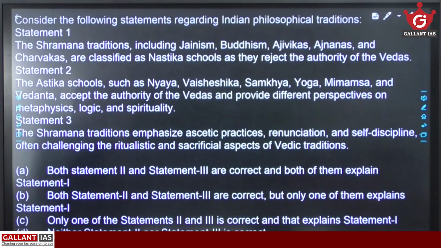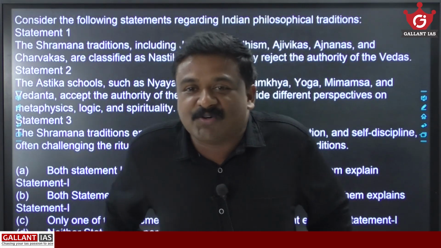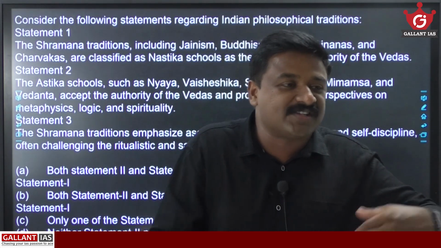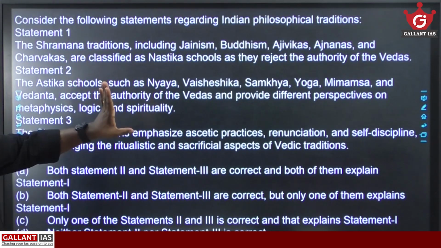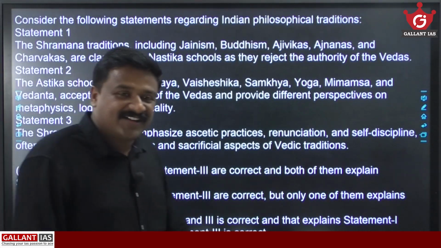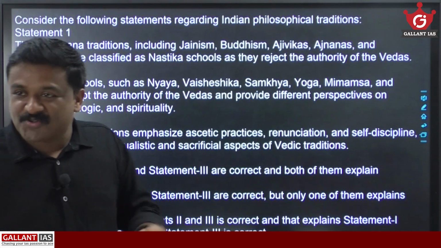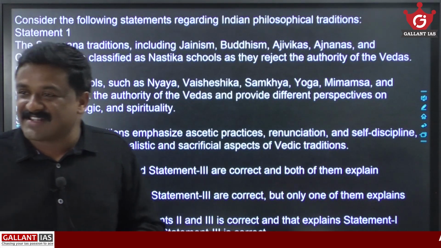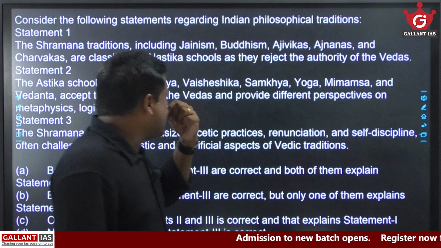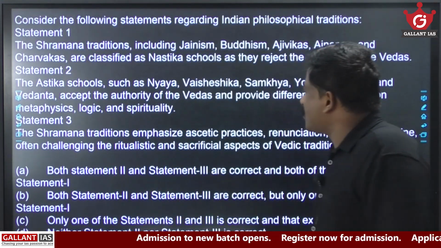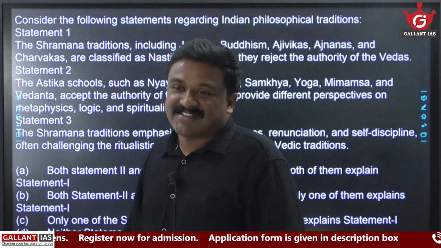Now moving on to the next one. Consider the following statements. The beauty of this subject is that you solve a lot of questions, and solving questions is the way of learning these concepts in art and culture. See, consider the following regarding philosophical traditions of India. India is known for its many philosophical traditions, am I right? Heterodox philosophies are there, orthodox philosophies are there, Rajiv. So see, the Shramana traditions include Jainism, Buddhism, Ajivika, then the Ajnanas and the Charvakas, classified as Nastika schools, as they reject the authority of the Vedas.